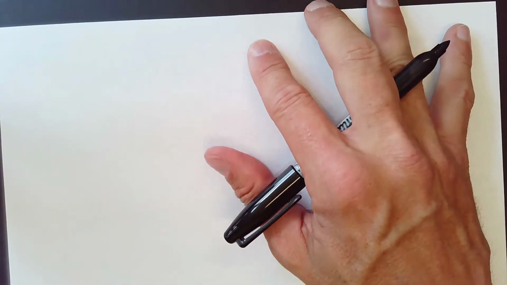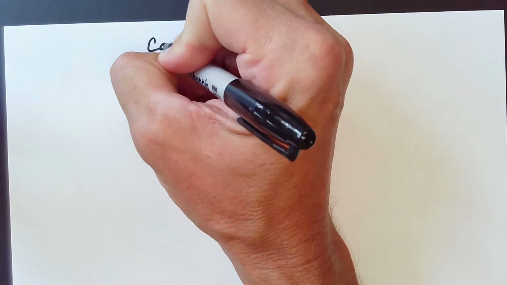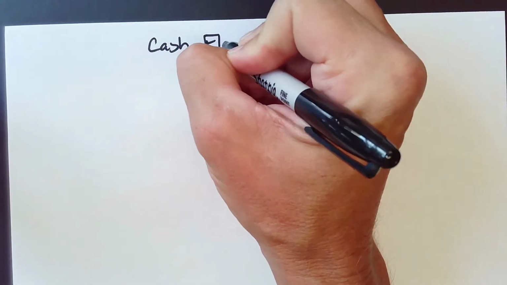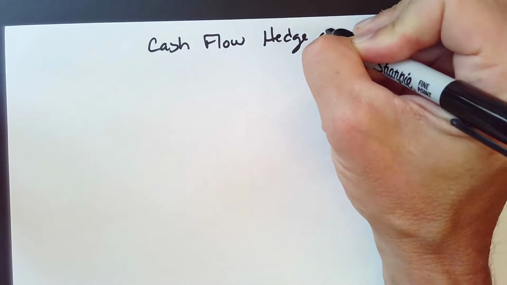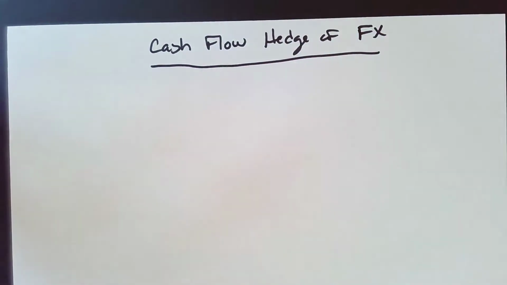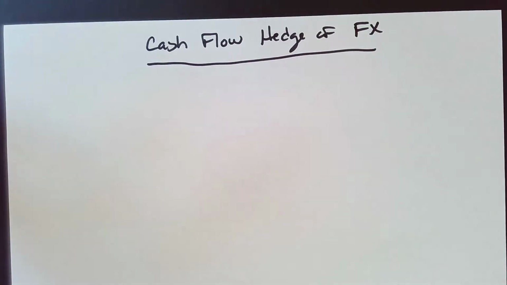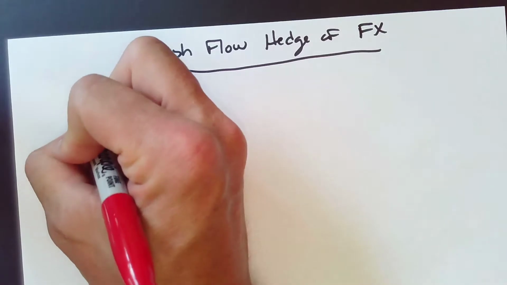All right, let's think about a cash flow hedge model. So we're dealing still in FX, but now we want to deal with a cash flow hedge of foreign exchange. Okay. So the easy one is, right? We'll go easy. Is an anticipated transaction.